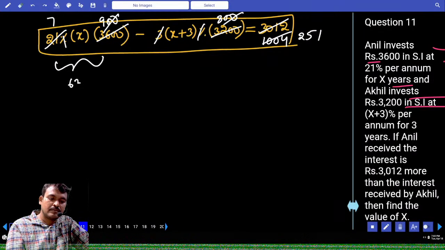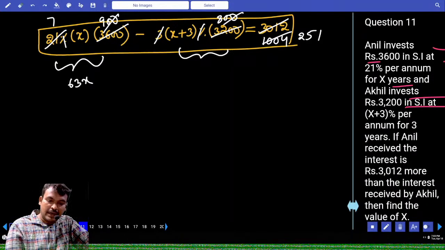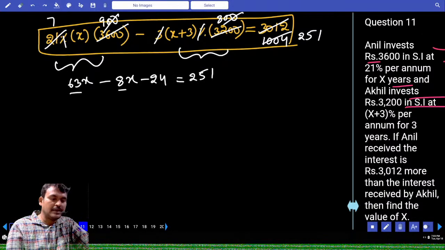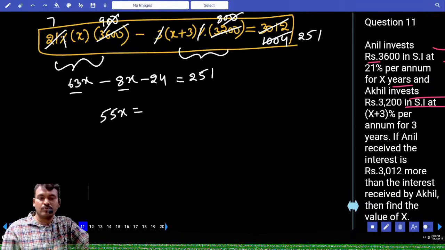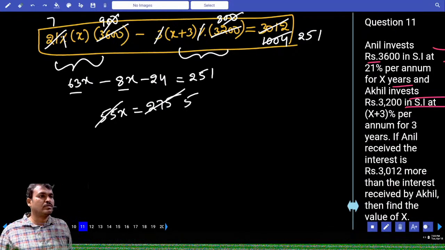63x. Next, x plus 3 into 8 minus 8x minus 24 equal to how much? 251. 63 and 8 difference is 55x. 24 plus 251, 275. 55 how many times? 5 times. X equal to how much? 5.